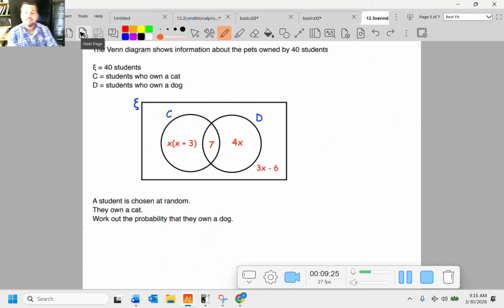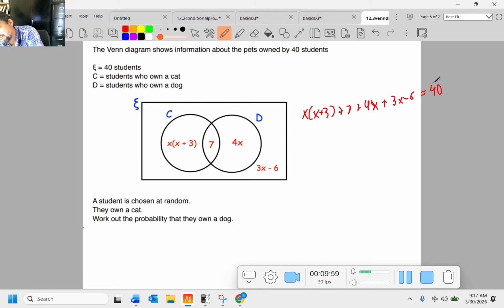All right, moving forward. The Venn diagram shows information about the pets owned by 40 students. There are 40 students in here. Event C is students who own a cat. Event D is students who own a dog. And what we need to do is figure out what X is. Now, all of these pieces together make up 40. X times X plus 3, plus 7, plus 4X, plus the kids who don't own anything, plus 3x minus 6 is 40.